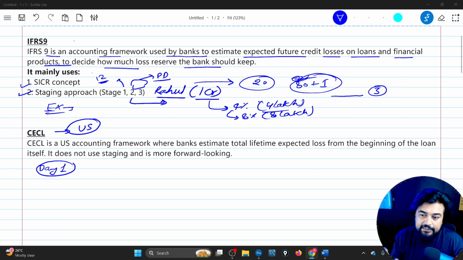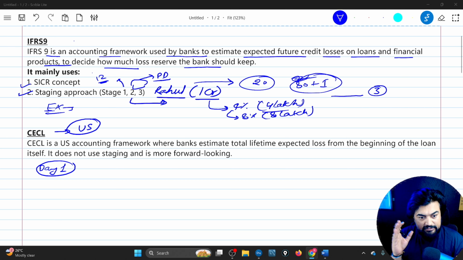Now, what does CECL actually do? CECL basically directly estimates the total future expected loss of the loan. What does that mean? It means even if the customer looks perfectly fine, with a very good financial situation and a very good financial score, the bank will still calculate the expected credit loss. The bank will still calculate possible future losses which can happen. That is why CECL is considered a more forward-looking approach compared to IFRS 9.